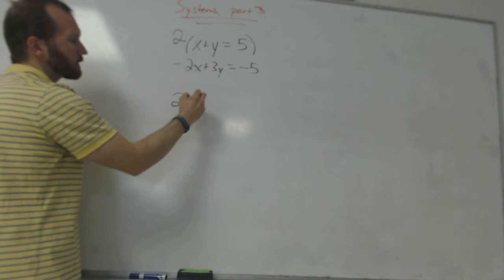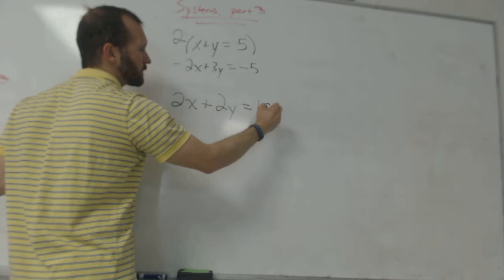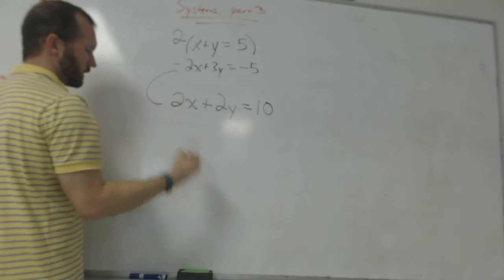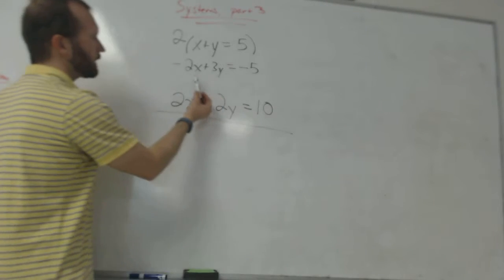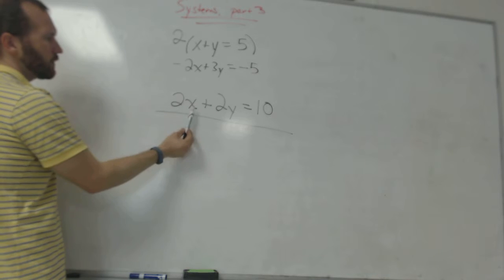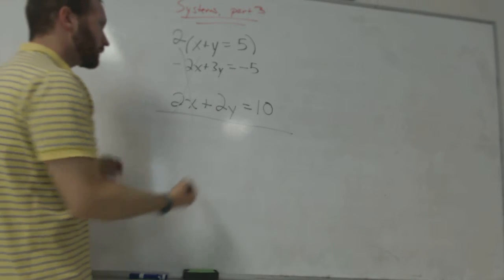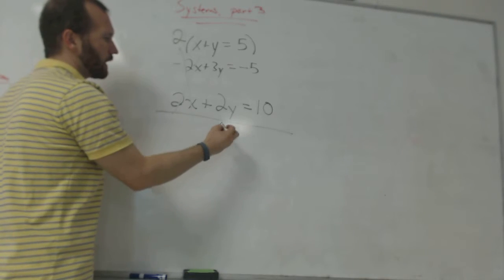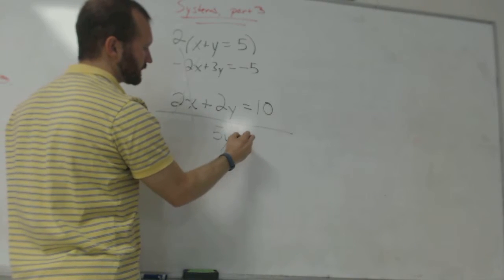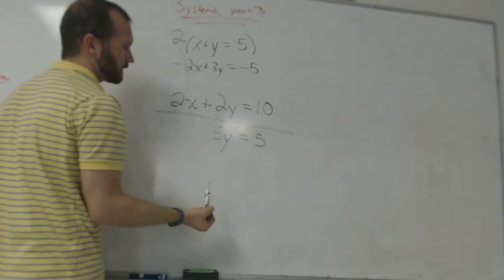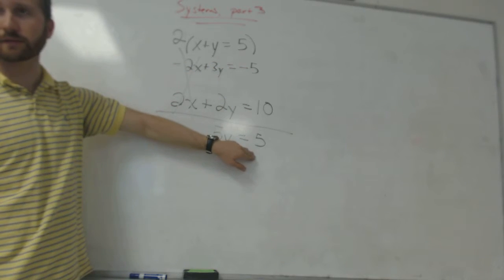We have 2x plus 2y equals 5 times 2 is 10. I don't really even need to copy the other one down because it's right above it. So now I'm going to add this. Negative 2x plus 2x, yes! Eliminated! That's my whole goal, right? 3y plus 2y is 5y. Negative 5 plus 10 is a positive 5. I'm just adding vertically, right?